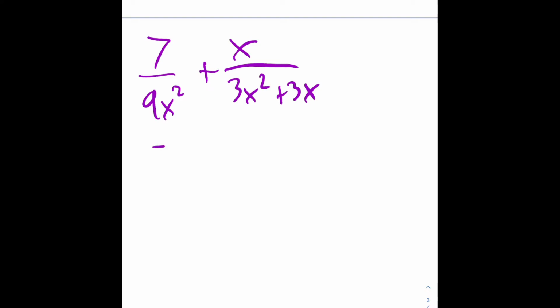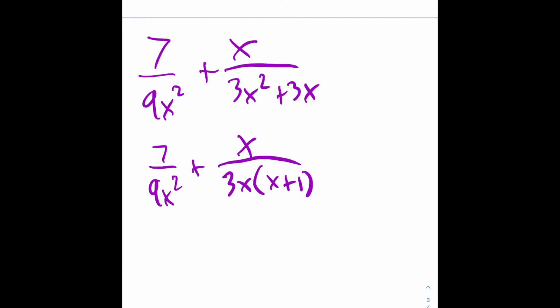Now, before I jump into that, I think I can simplify this left side. I think I could factor something out. They both have a 3 and they both have an x. So I'm just left with x plus 1 over here.